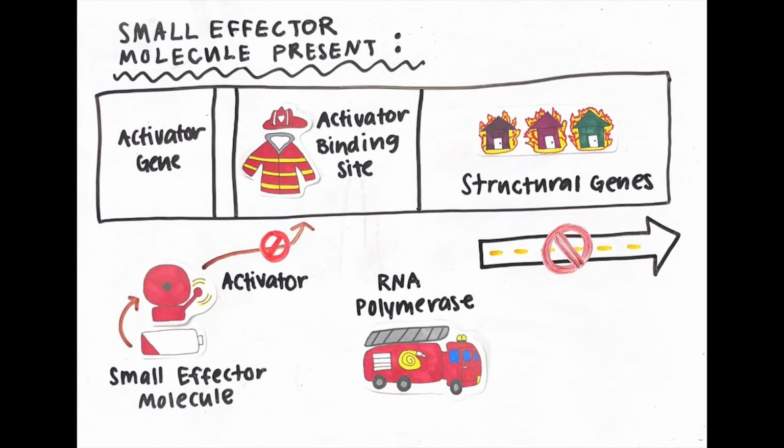When a small effector molecule is present, it will bind to the activator protein and prevent it from binding to the operator. When there's a dead alarm battery present, the alarm or activator protein cannot signal to get geared up, and without getting ready, the fire truck will not be able to drive to the houses on fire, resulting in the firefighters being inhibited from putting out the houses on fire.